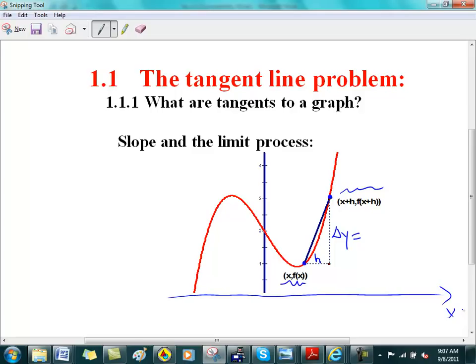Sorry? No, it's got to be the y, right? I'm looking at the y coordinates.